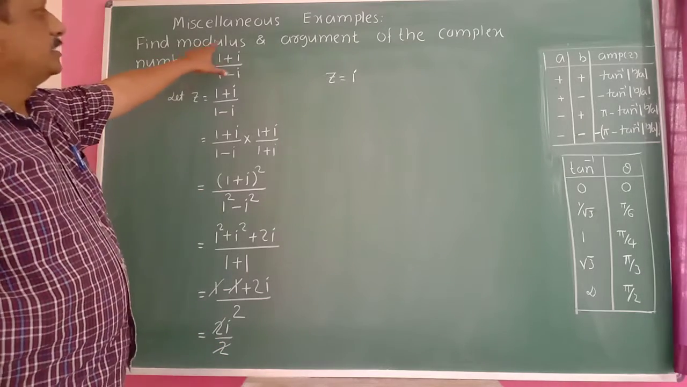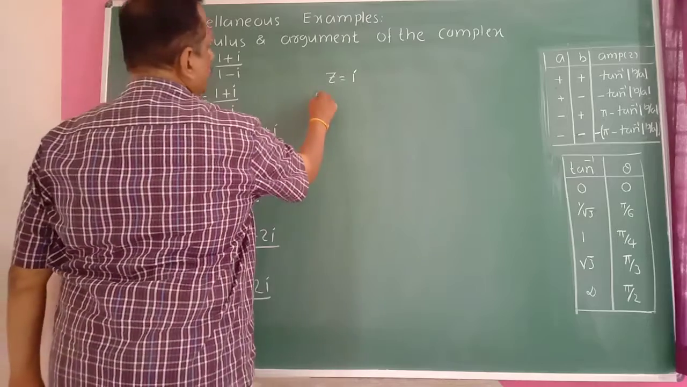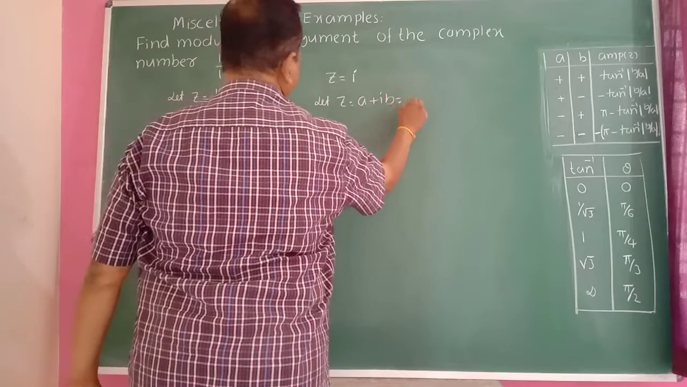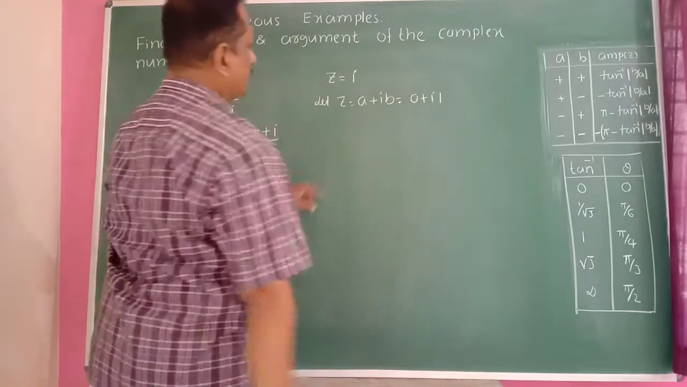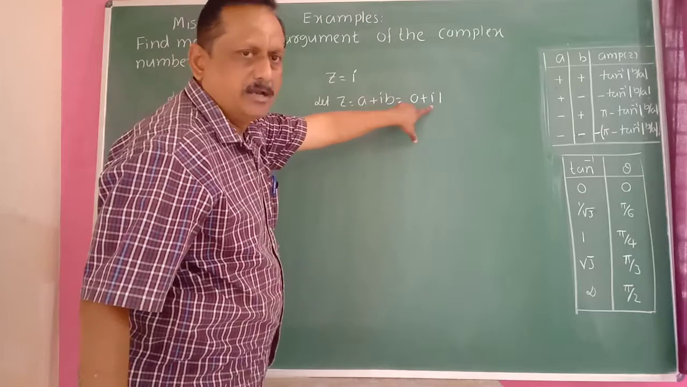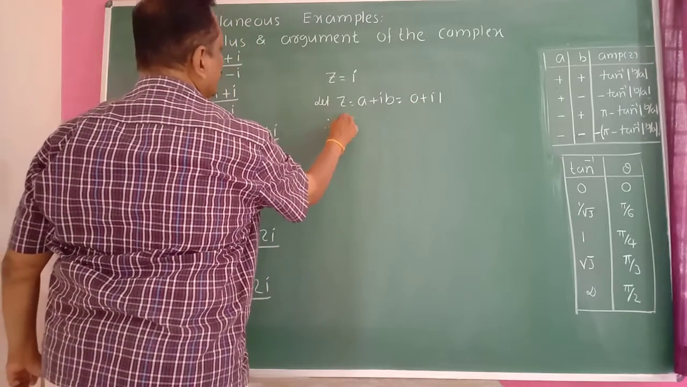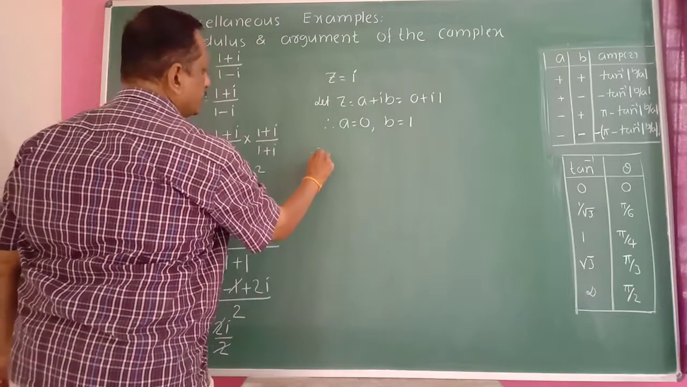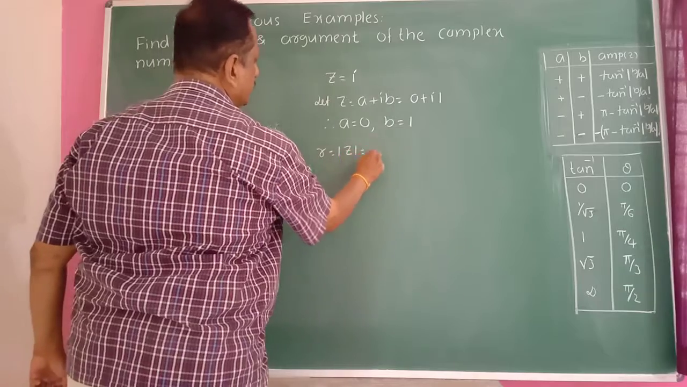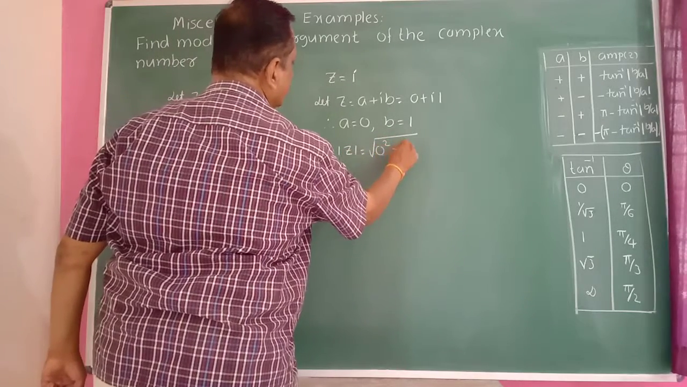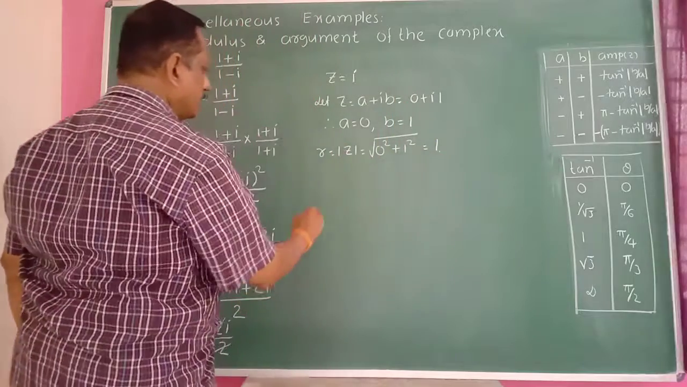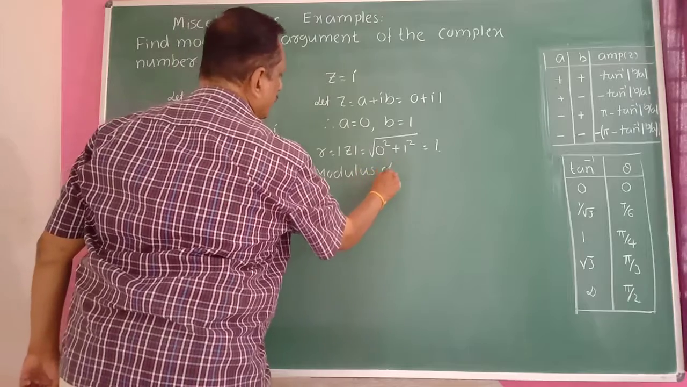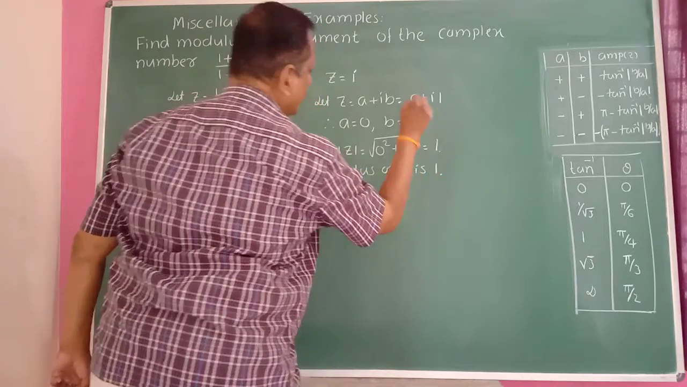You have to find the modulus and amplitude of the complex number here. Therefore, let z is equal to a plus i into b, equal to 0 plus i into 1 here. Right, this is 0 plus i into 1. Therefore, a value is 0 and b value is 1. Then r is equal to modulus of z is equal to root of 0 square plus 1 square, which gives 1 here. Therefore, modulus of z is 1 here.